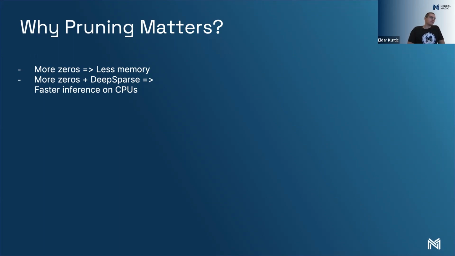And the second, less obvious to most people, is that the more zeros we have in the model, the better and faster inference we can get on specific sparsity-aware inference engines. In our case, this is the DeepSparse engine, which can leverage sparsity to provide you GPU-class performance on commodity CPUs.